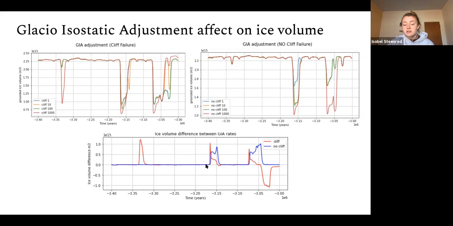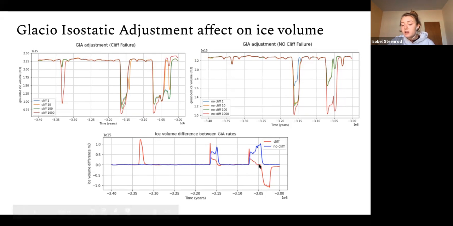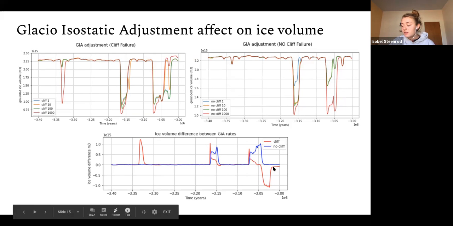And that trend continues here around 3.1 million years ago. There's again no collapse at 1, but yes, there is collapse at 1,000. But then when we get to the 3.05, there's a lot of variation and the trend actually flips. So with cliff failure, there is less ice at 1,000 than there is at 1.